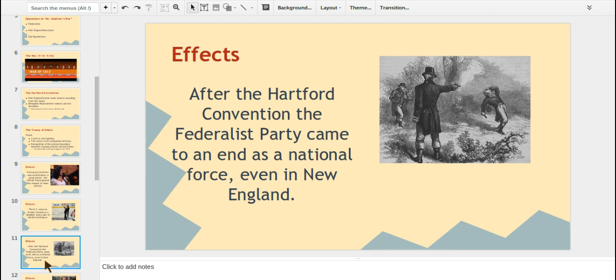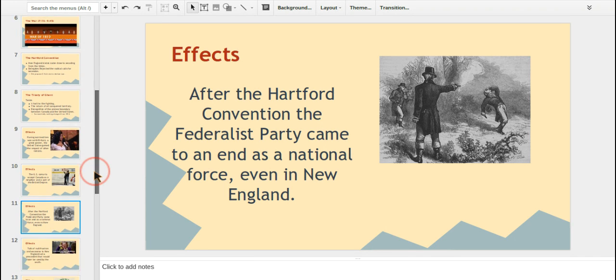The next effect would have been after the Hartford Convention, so drawing back on previous stuff here. The Federalist Party came to an end as a national force, even in New England, and I have the picture of Alexander Hamilton losing in a duel here. Hamilton is the face of the Federalist Party. Maybe crack a joke that the Federalist Party was as dead as Alexander Hamilton after a duel with Aaron Burr.